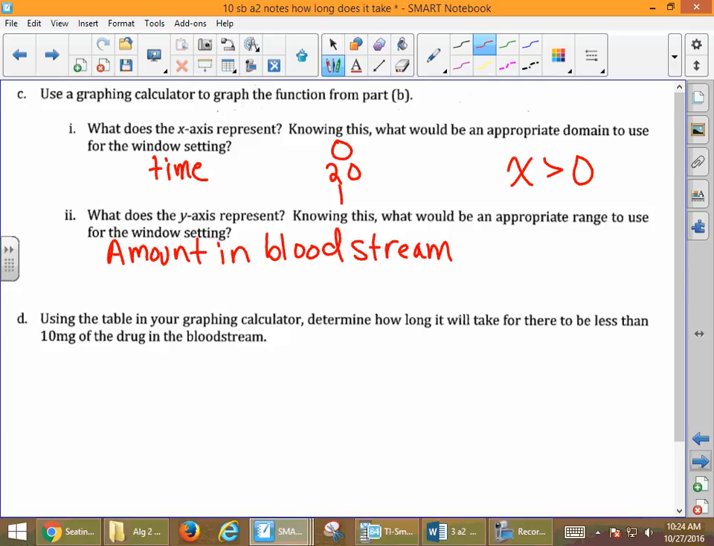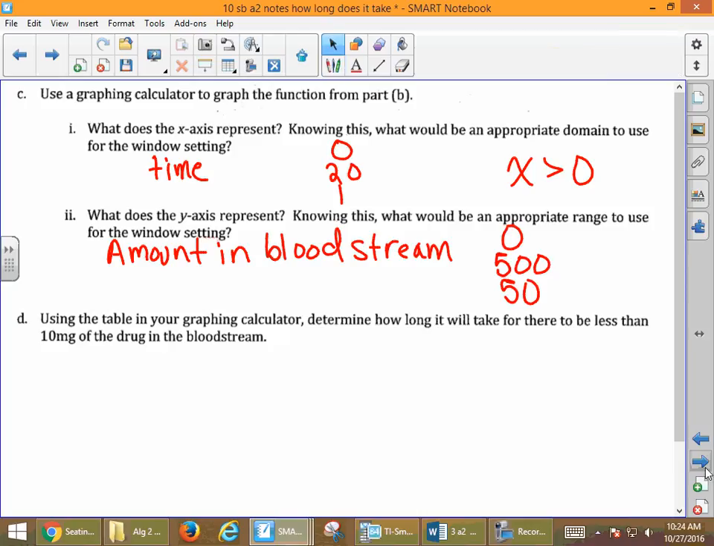And in terms of what we would put in our calculator, I still would start with 0. But what's the most that's in our bloodstream? The most that's in our bloodstream is 300. So in terms of my y value here, I'd probably do a little bit more. I'd probably go up to 500. And then in terms of the scale, I would probably still leave that 50.